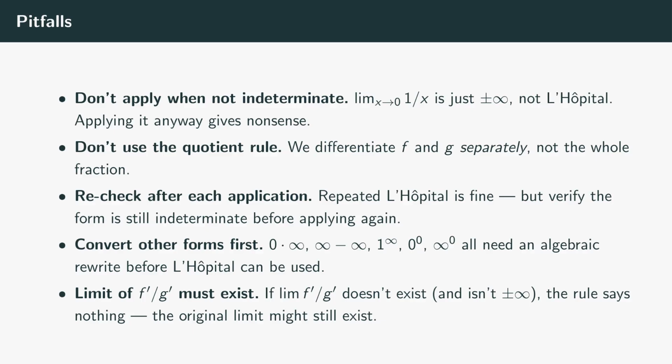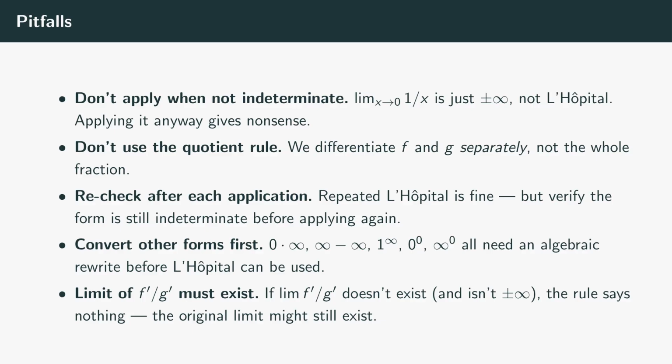Fourth, the other 5 indeterminate forms. 0 times infinity, infinity minus infinity, 1 to the infinity, 0 to the 0, infinity to the 0, need to be rewritten as 0 over 0 or infinity over infinity before you can use L'Hôpital. Take the natural log, common denominator, whatever it takes.